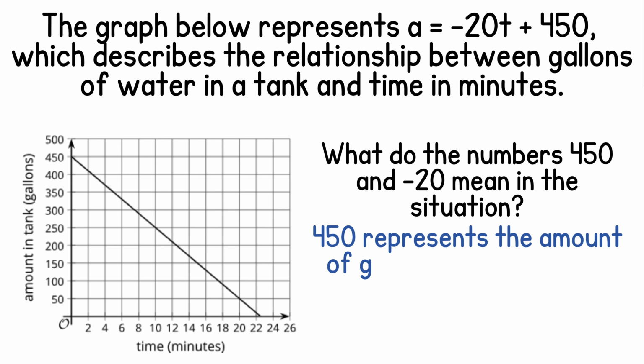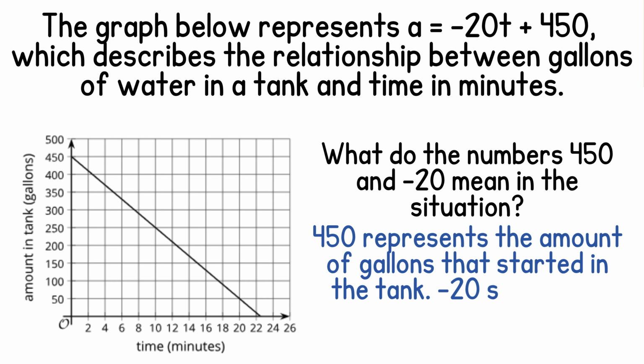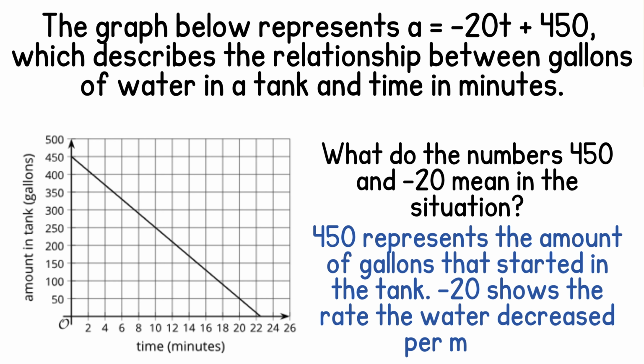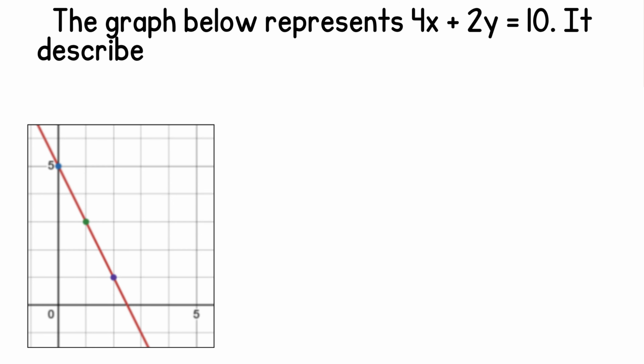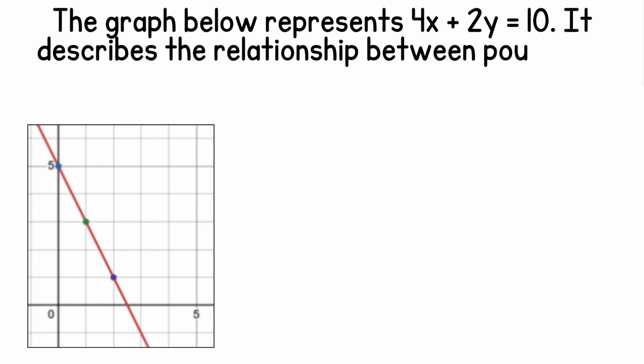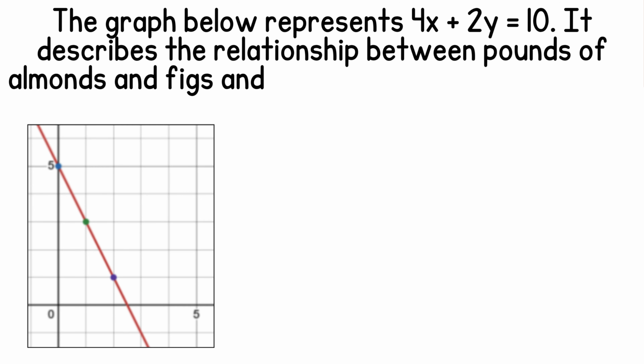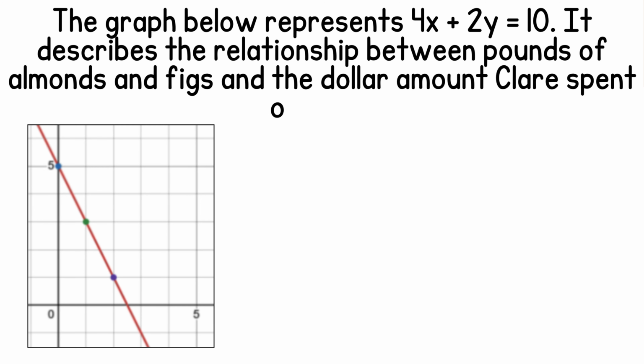So 450 represents the gallons that started in a tank, and negative 20 shows the rate of change that the water decreased each minute. Here's another example. The graph below represents 4x plus 2y equals 10. It describes the relationship between pounds of almonds and figs and the dollar amount that Claire spent on them.